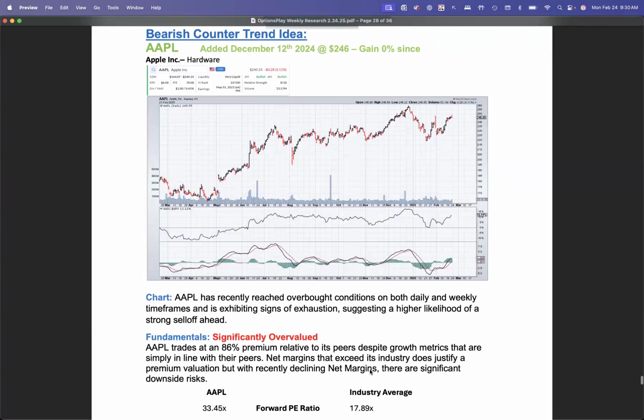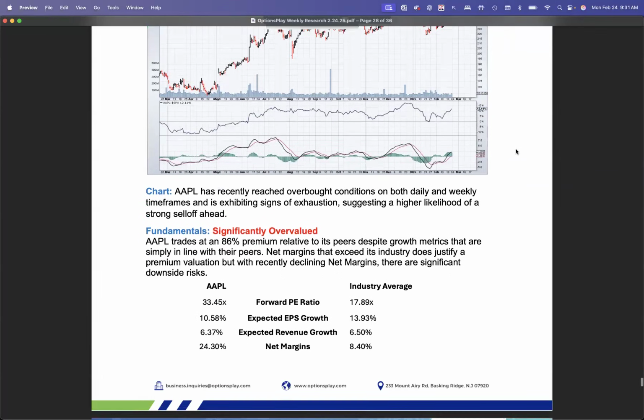And lastly, Apple. We've had a bit of a start here. We added it back in December. This is a trade that was positive. It's turned back to kind of flat right now, and I simply think that now is another opportunity to take a bearish position. And this is the trade that I sent out as the trade of the week.